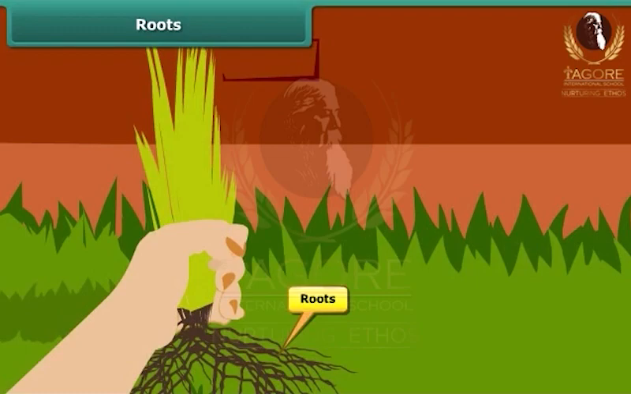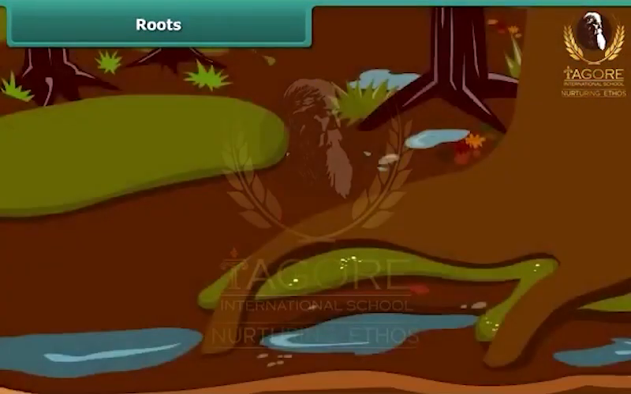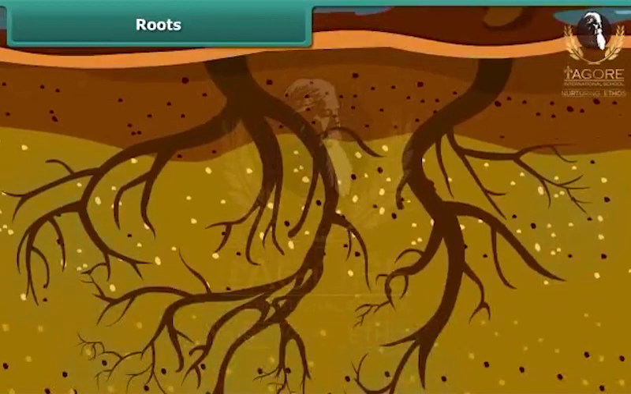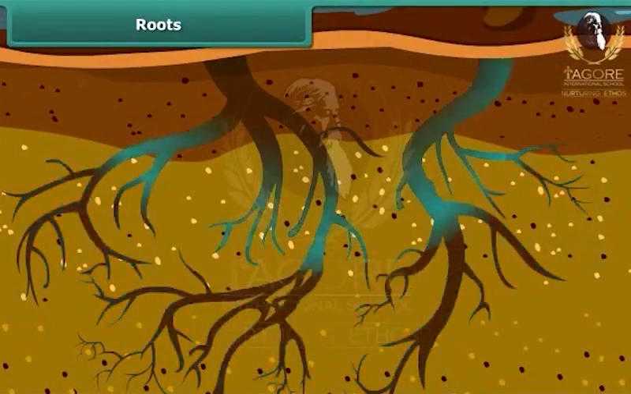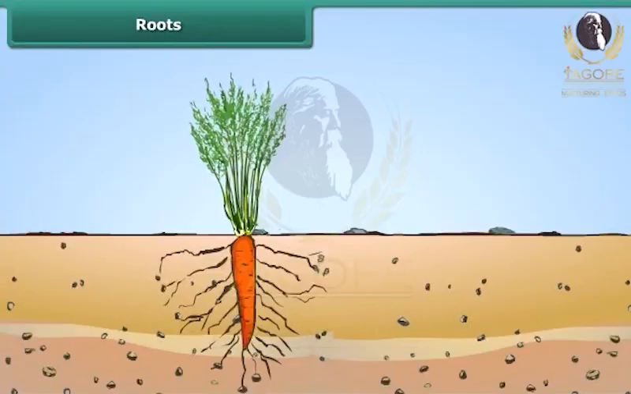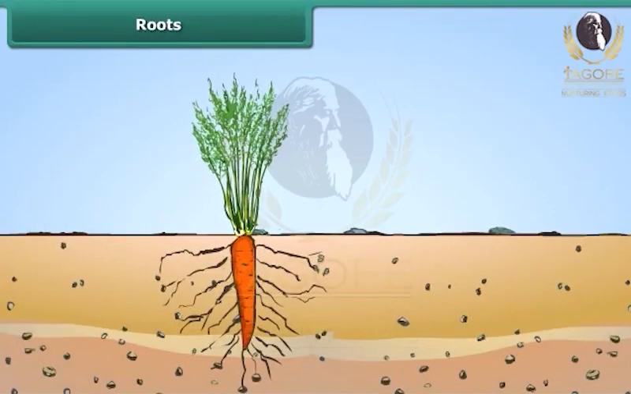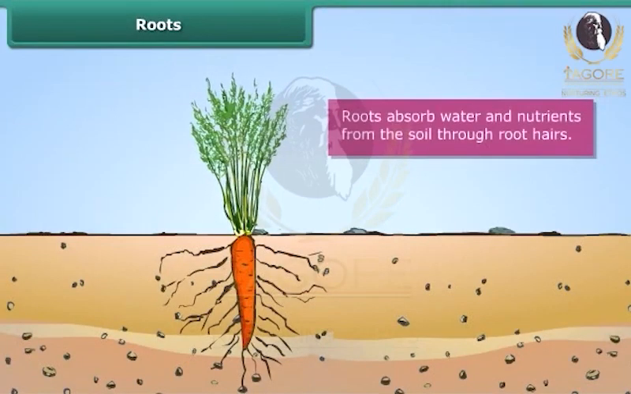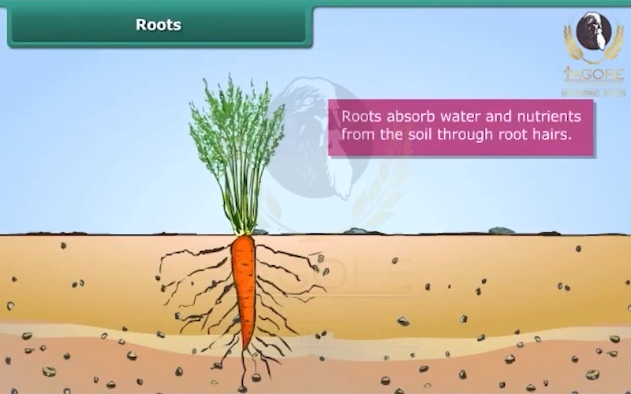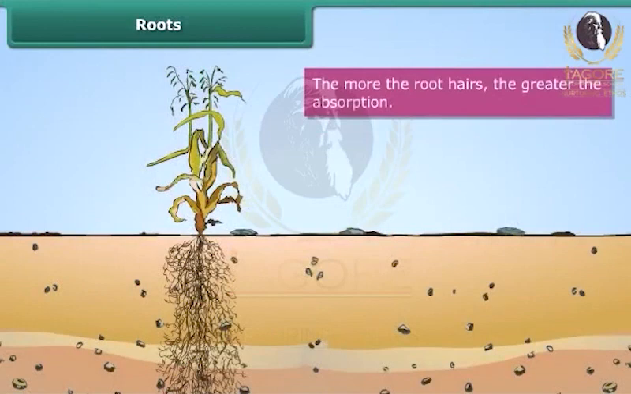All plants have roots. Roots play a crucial role in providing water and nutrients to the other parts of the plant body. Roots have hairs. Roots absorb water and nutrients from the soil through these hairs. The more root hairs there are, the greater the absorption.